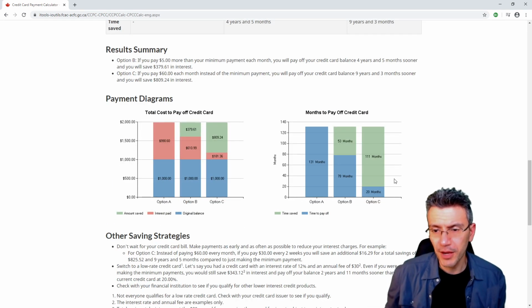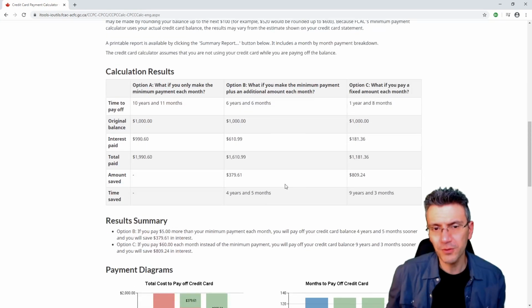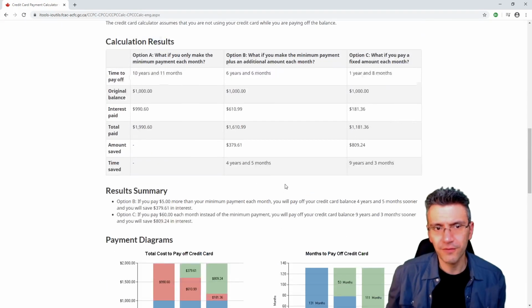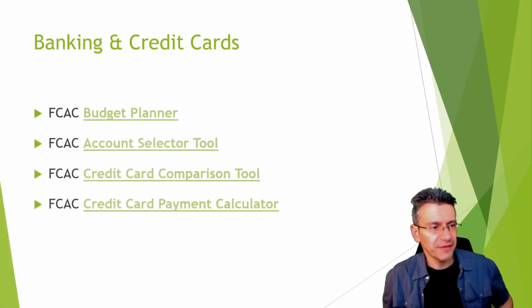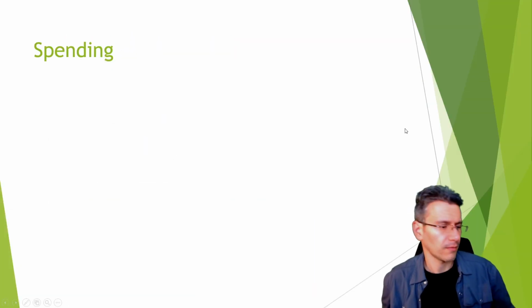And basically here it tells you how many months it takes to pay it off and how much time you're saving, and so on and so forth. So a very, very useful little website here and tool really from the FCAC. All right. Okay.